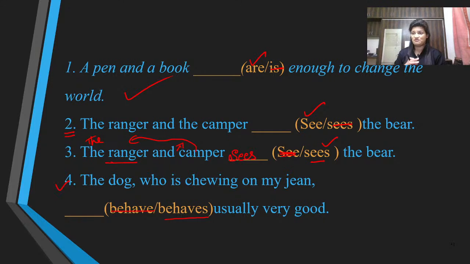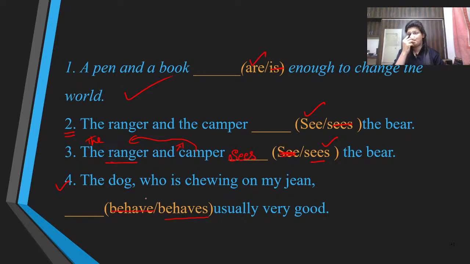because subject and verb agreement is important for everybody: 8th, 9th, 10th, 11th, 12th, and also for all the entrance examinations. Subject and verb agreement is really important. So can you tell me, why did you pick behaves, the singular verb, and why did you not pick behave?